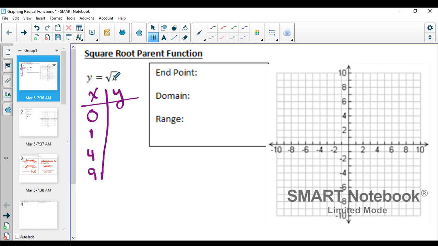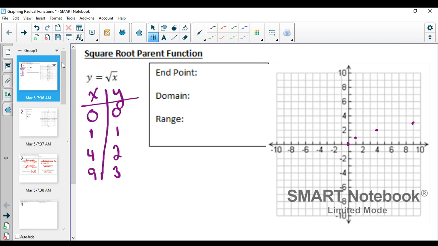So now we're just plugging these x values in. So the square root of 0 is 0. The square root of 1 is 1. The square root of 4 is 2. And the square root of 9 is 3. So these are our points that when we graph them are going to create the shape of our graph.